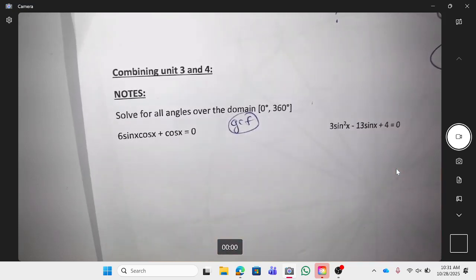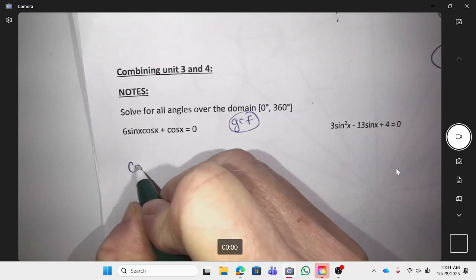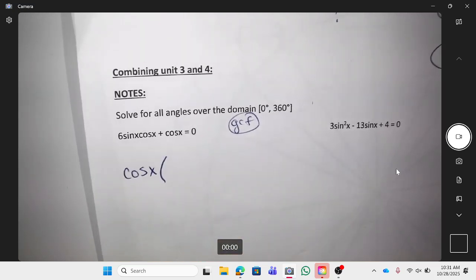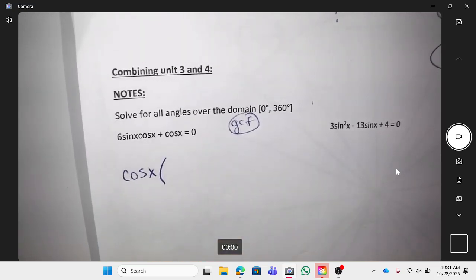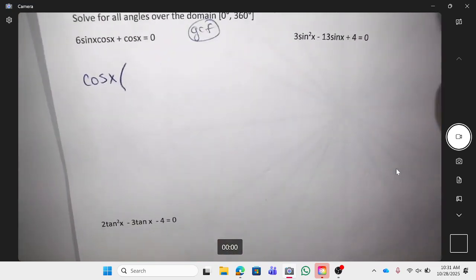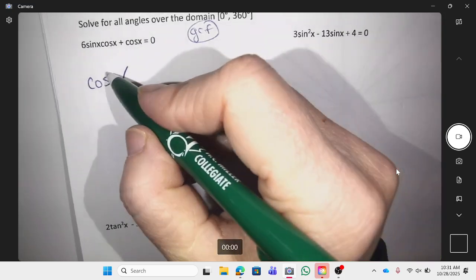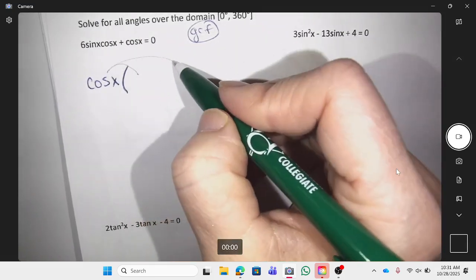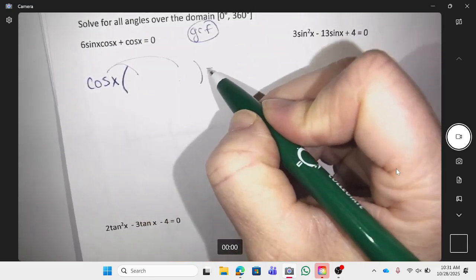Okay, so here are my 2 terms. What could I divide out of each of those terms? What do they both have in them? Cos x out. Cos x times what makes that? Cos x times what makes that?